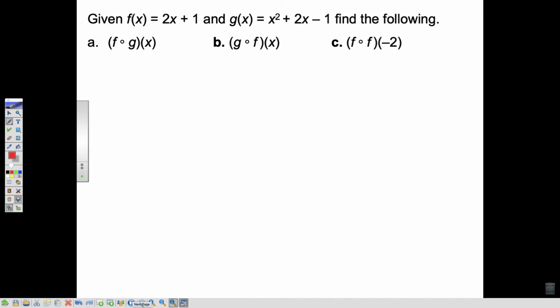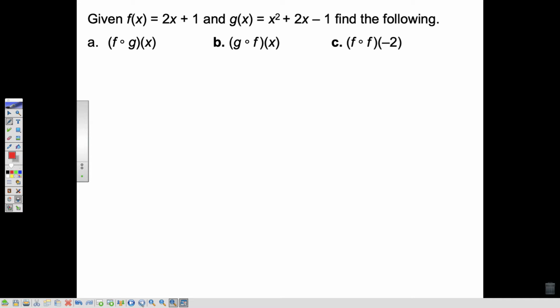Okay, I want you to try these. We'll do one together, and then I'll let you do the second one. Okay, so F composed of G of X. What am I doing? We're putting G into F. Now, G is a trinomial. Does it matter what it looks like? No, I'm still doing exactly the same thing. So, F composed of G of X.